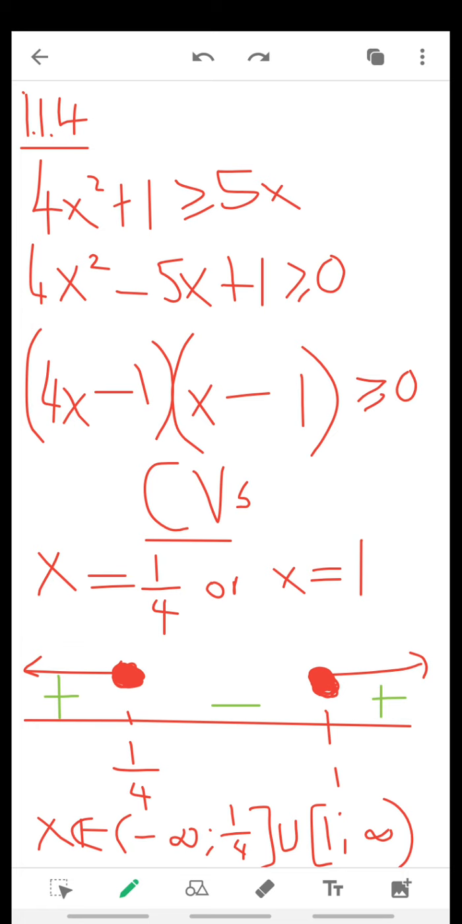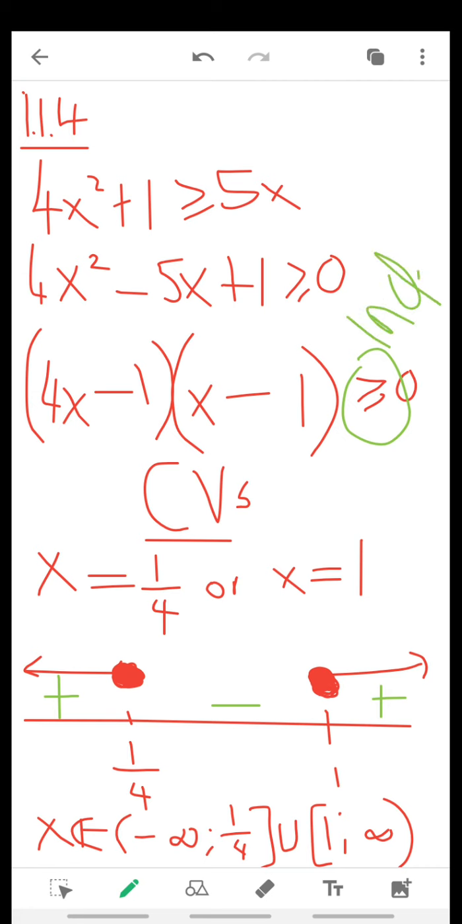What do I do when I'm dealing with inequalities? I change the greater than or equal to 0 to equals 0. Then I solve for x, and by so doing, we are finding what we call our critical values. So my x from here will be 1 over 4, and my x from here will be 1. These are my critical values. Now I go to a number line and put my critical values in ascending order, and remember this sign here means included.